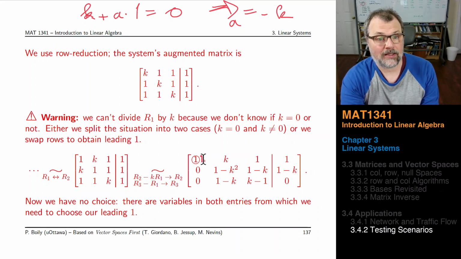Now I apply this elementary row operation to the entirety of row 2 and row 1 together. So what happens to the second term here? The second term would be 1 minus k times row 1. So 1 minus k times k gives me 1 minus k squared. Then I have 1 minus k times 1, that's 1 minus k. And finally 1 minus k times 1, again 1 minus k. Alright, so this is the second row.